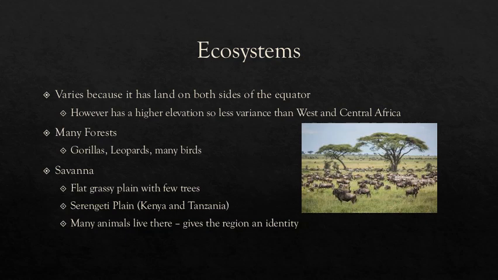The most famous and biggest one is the Serengeti Plain. That's found in Kenya and Tanzania. A lot of different animals live there, and the animals and the land itself give the region the identity that Africa has. Okay, especially this part of Africa. And also, some of the animals that live there: giant herds of elephants, lions, wildebeest, zebras, giraffes, gazelles, all of these different things. Some of the animals that you think about when you think Africa.